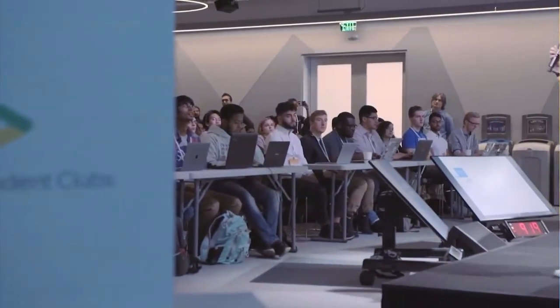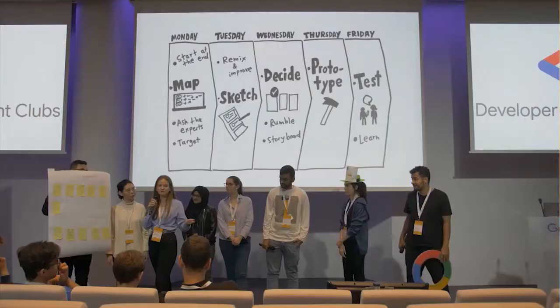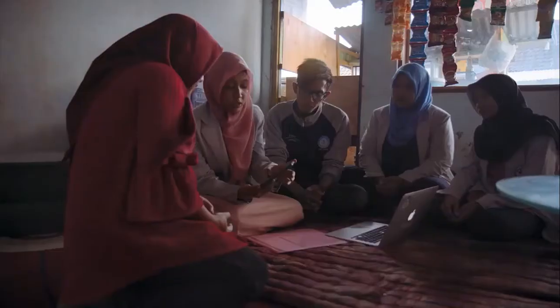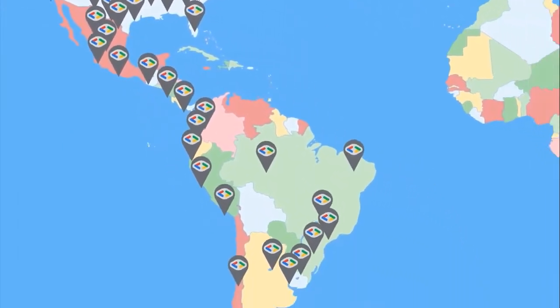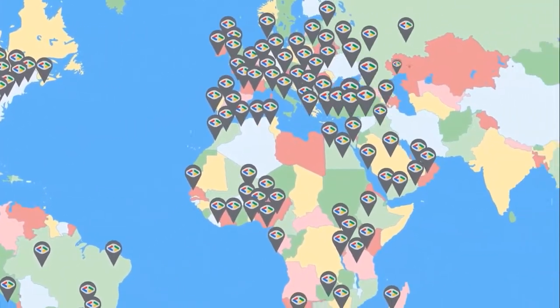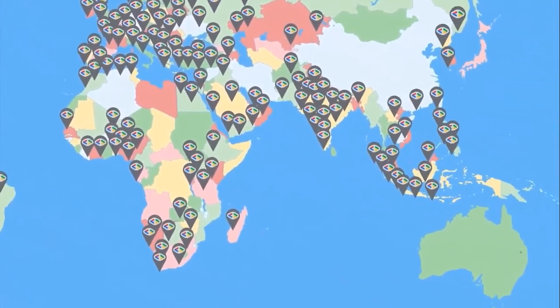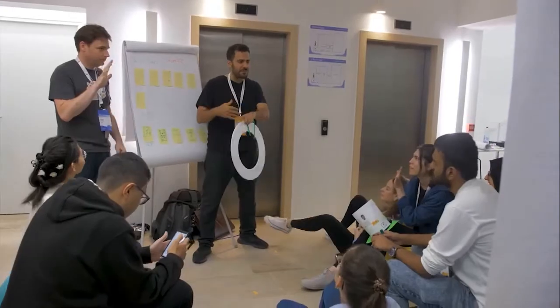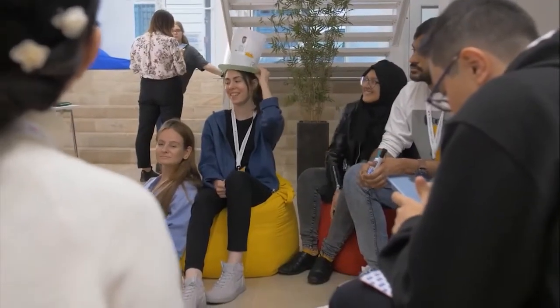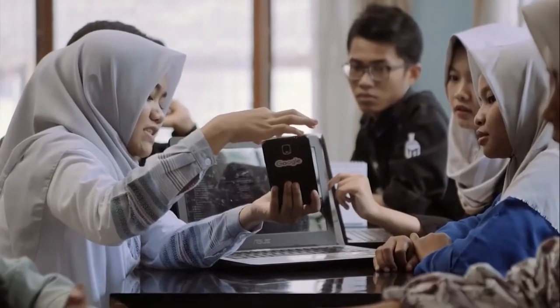Developer student clubs are university-based communities where students learn about Google technology and use their skills to solve local problems. There are over 700 clubs all over the world. From North America to Europe, Africa, and across Asia, we encourage more students to join or start a developer student club at their university. Some students have overcome personal barriers with the help of their DSC community on their journey to become developers.